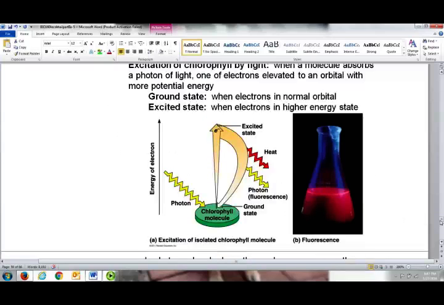So when we excite chlorophyll with light, you're going to have a molecule absorb a photon of light. So right here we can see the photon coming into the chlorophyll. And when that happens, one of the electrons gets elevated to an orbital with more potential energy. So down at the bottom here is the ground state when it's in its normal orbital. Up here we refer to this as the excited state. So the energy is going to eventually have to come back down. This energy that is in here still has to be accounted for. So it can be released as heat. Another way that it can be released is as a photon and lead to fluorescence.